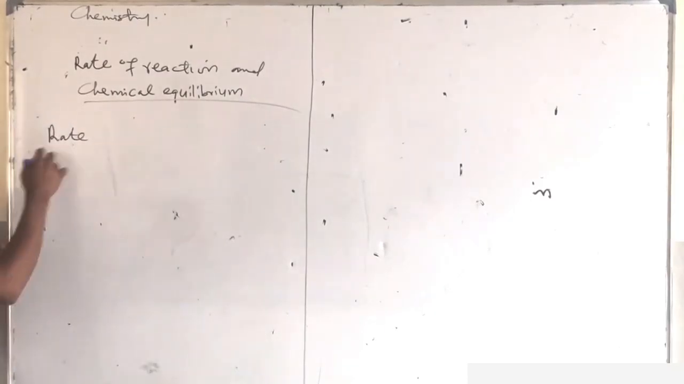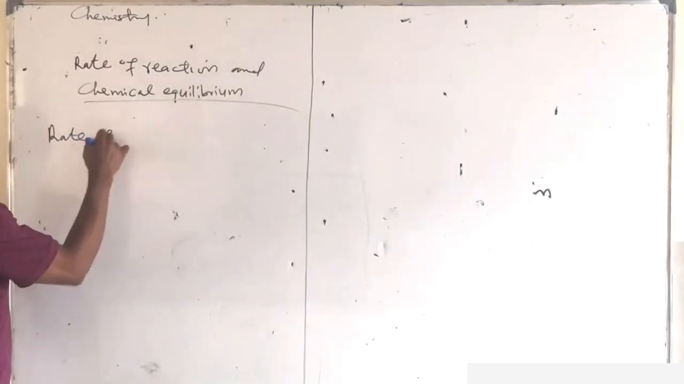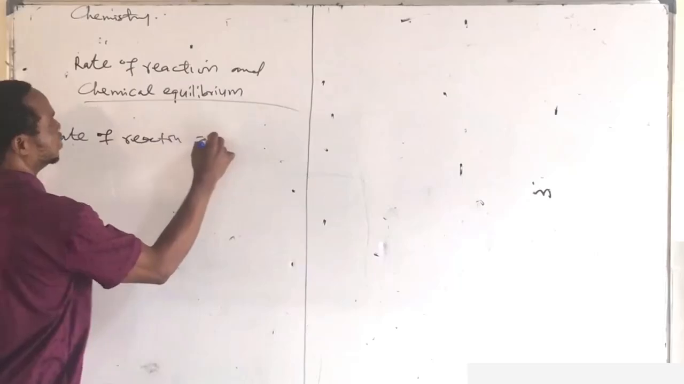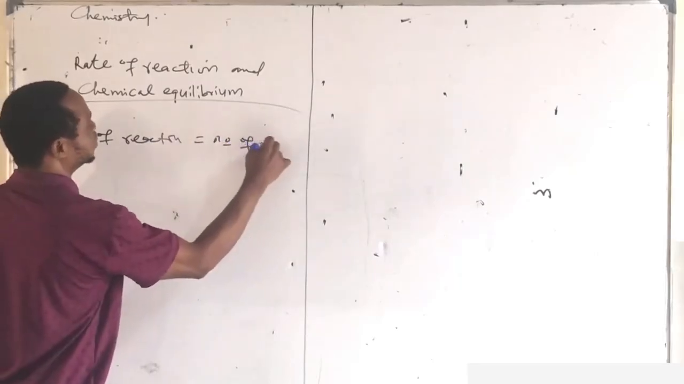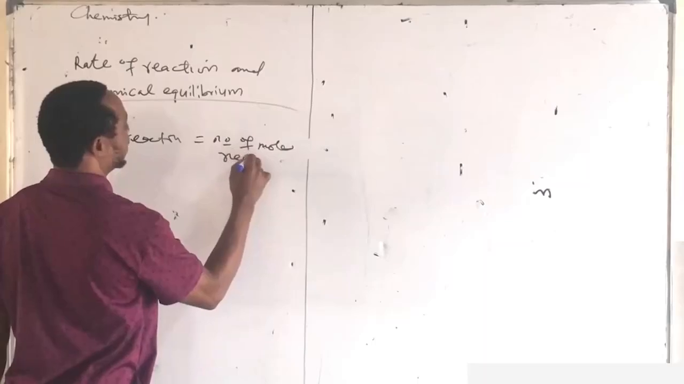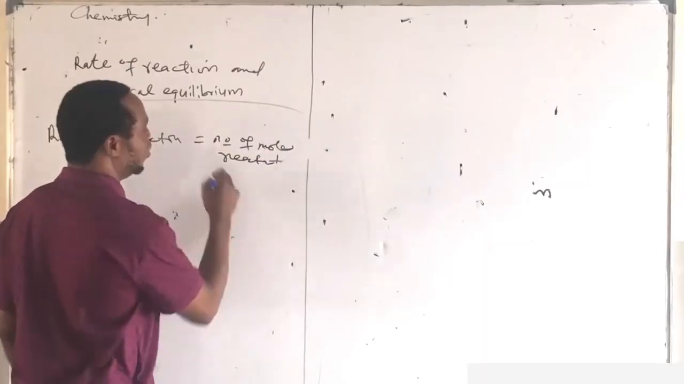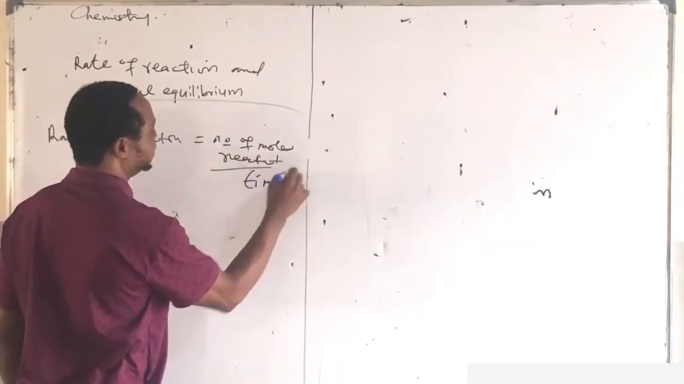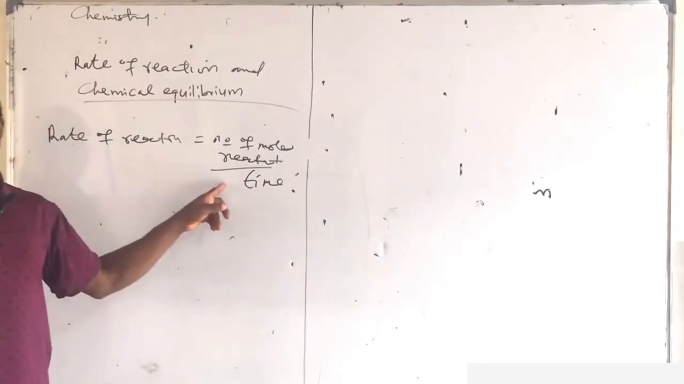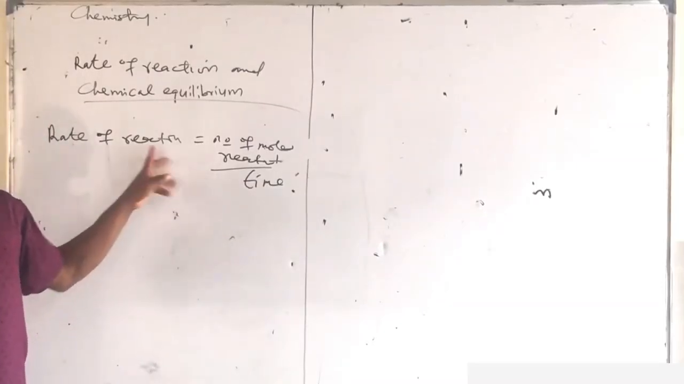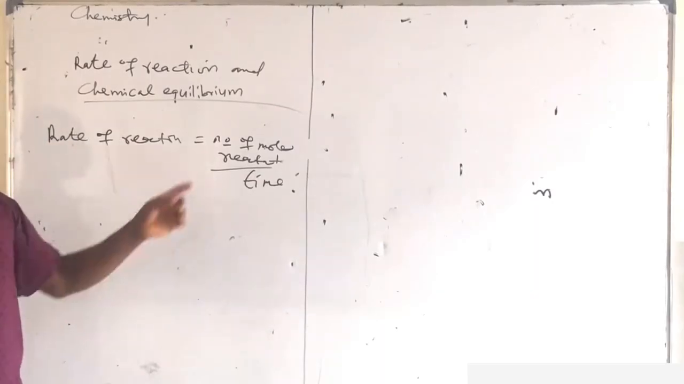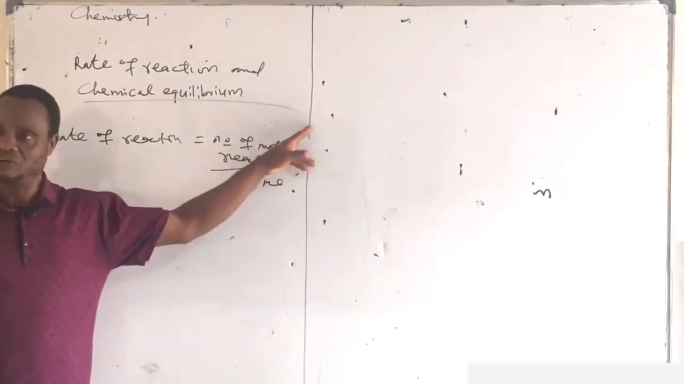Now we define that rate of reaction is equal to the number of moles of reactant over the time taken, which means it tells us how long it will take for reactants to be completely converted to products. That's what's called the rate of a chemical reaction.